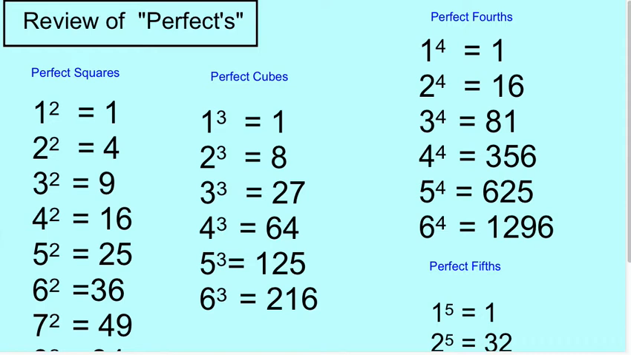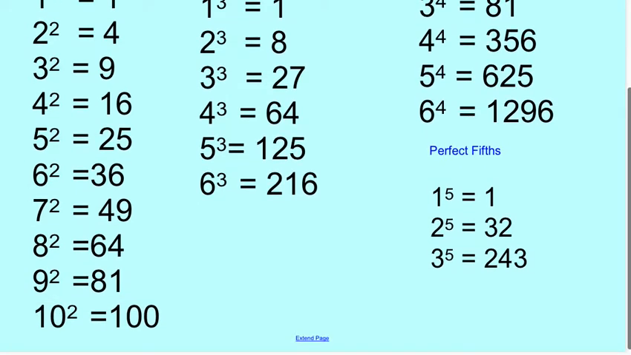So let's start off with the perfect squares. With your perfect squares, 1 times 1 is 1, 2 times 2 is 4, 3 times 3 is 9, 4 times 4 is 16. You can scroll that down. I just went to 10. Again, you can make that list longer. So go ahead and pause if you need to.